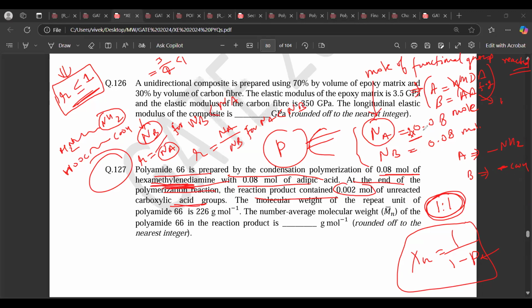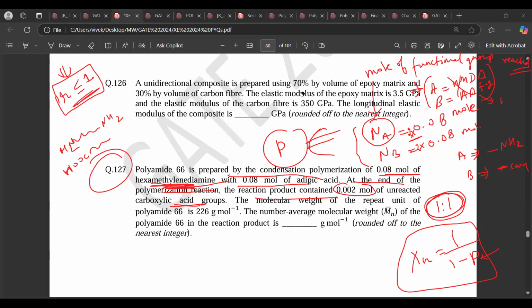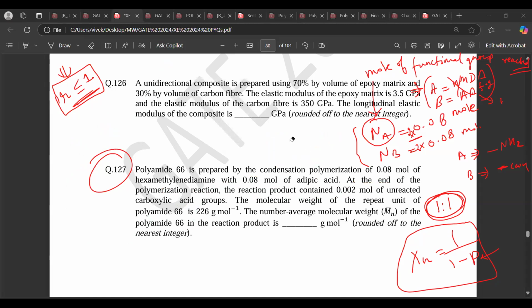So Na is 2 into this and Nb is 2 into this, but unfortunately it says that when the reaction was done and the product was analyzed, using what technique can I know whether there is an unreacted monomer or not? Anyone? What is the characterization technique I should use to check whether all the monomers were utilized in the reaction or not? Come on, guys. I've already taught it.